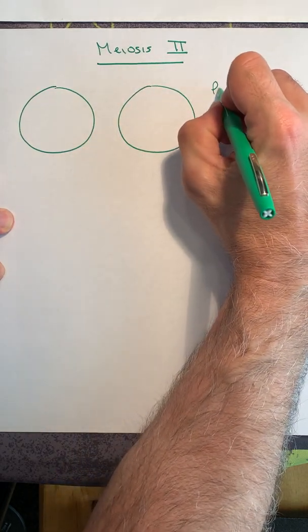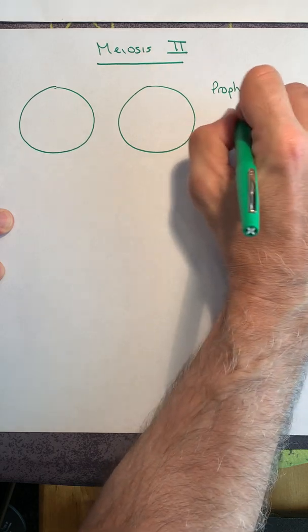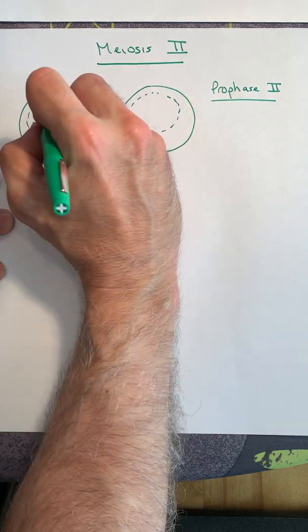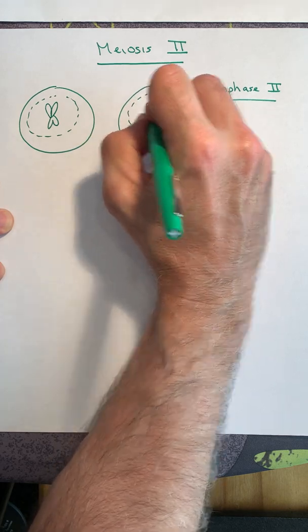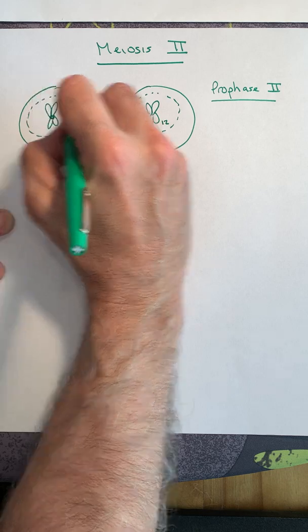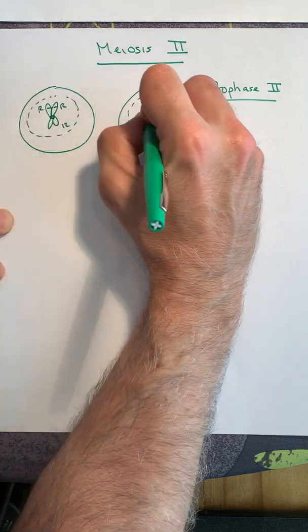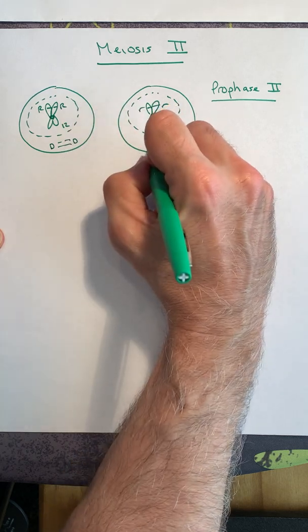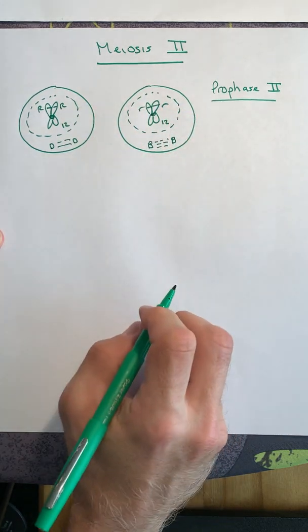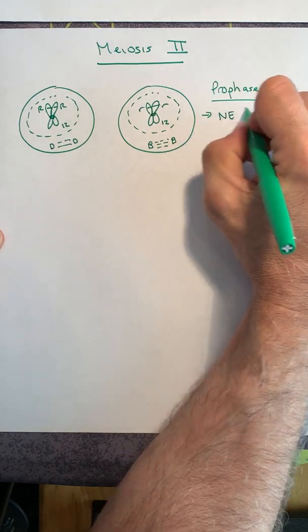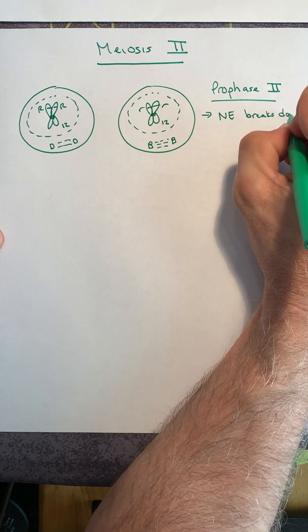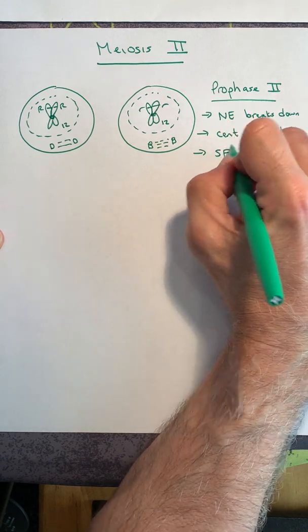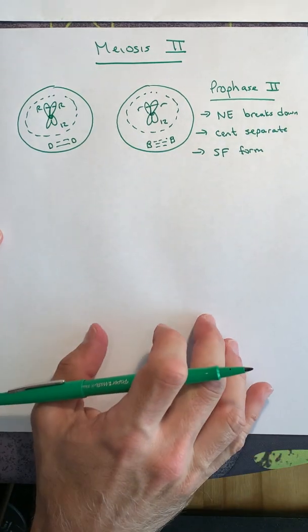So, here's your two cells. And of course, this will be prophase 2. And it's going to look very familiar because, see, the characteristics of prophase are always the same. The same thing happens in prophase, whether it's in mitosis, meiosis 1, or meiosis 2. Prophase is always the same characteristics. Draw a little centriole, some spindle fibers in between. Okay, so what happens here? Nuclear envelope breaks down. Centrioles separate. Spindle fibers form. Same characteristics. Why? It's prophase. Okay?